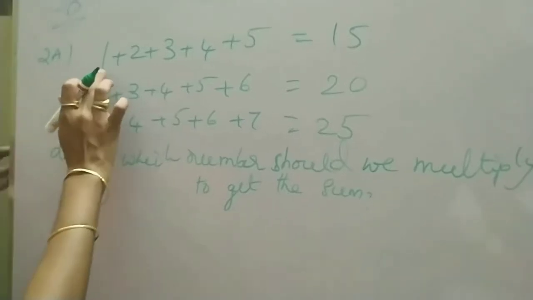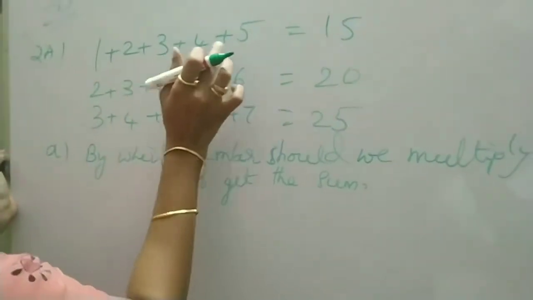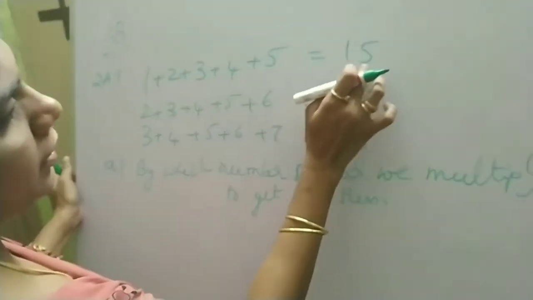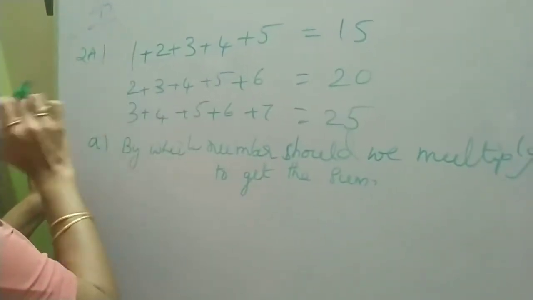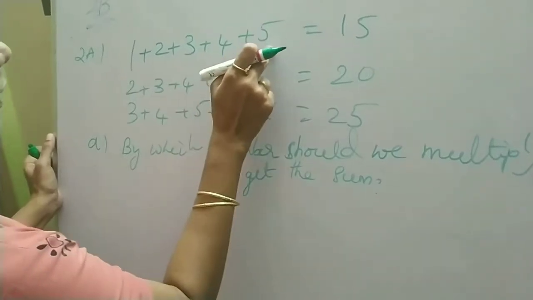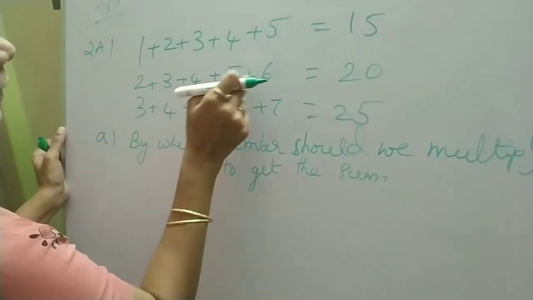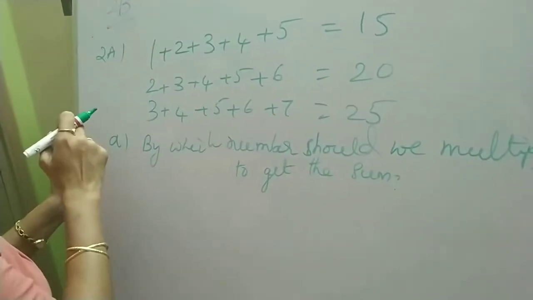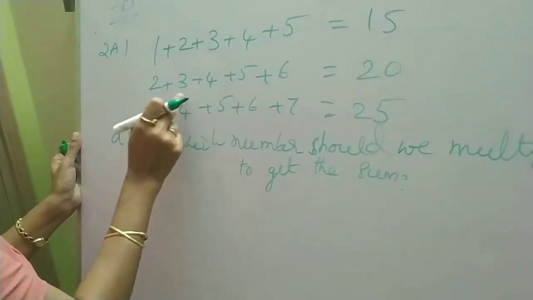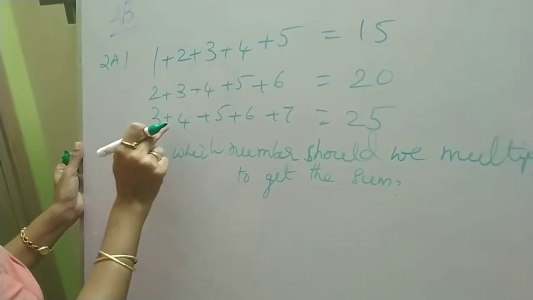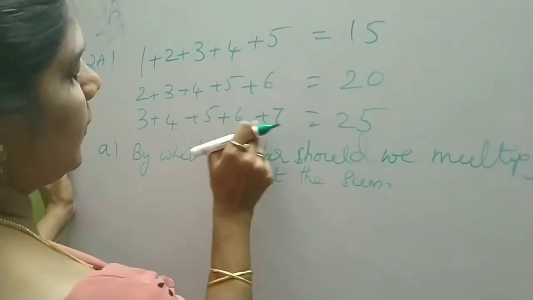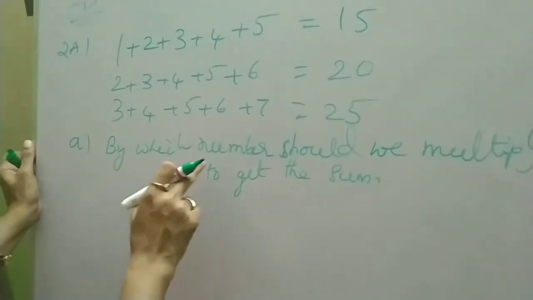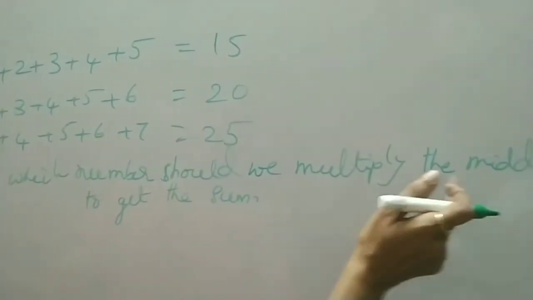So what I have given, 1 plus 2 plus 3 plus 4 plus 5. Natural numbers, adding one by one. We are getting 15. After that, excluding 1, adding the next 5 numbers: 2, 3, 4, 5, and the next number 6. You are getting 20. After excluding 2, starting with 3: 3 plus 4 plus 5, continuing with 6, 7. You are getting 25. Now our question is, by which number should we multiply the middle number?